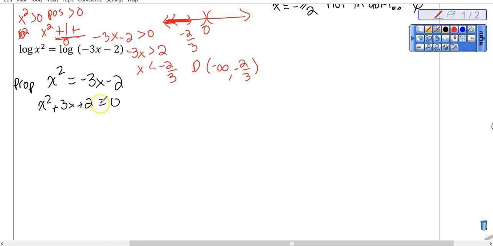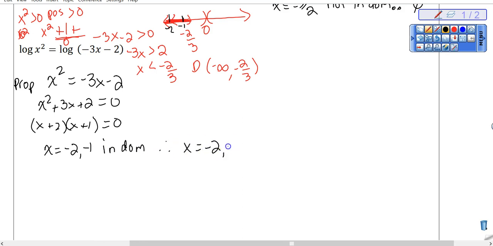And of course, you can factor, or use the quadratic formula. I think factoring would be much faster, right? Yeah. x plus 2, x plus 1. So your zeros are negative 2 and negative 1. Now let's check them. Are they in your domain? Yep, there's negative 1 right there, and there's negative 2 right there. So in domain, therefore, x equals negative 2 and negative 1.